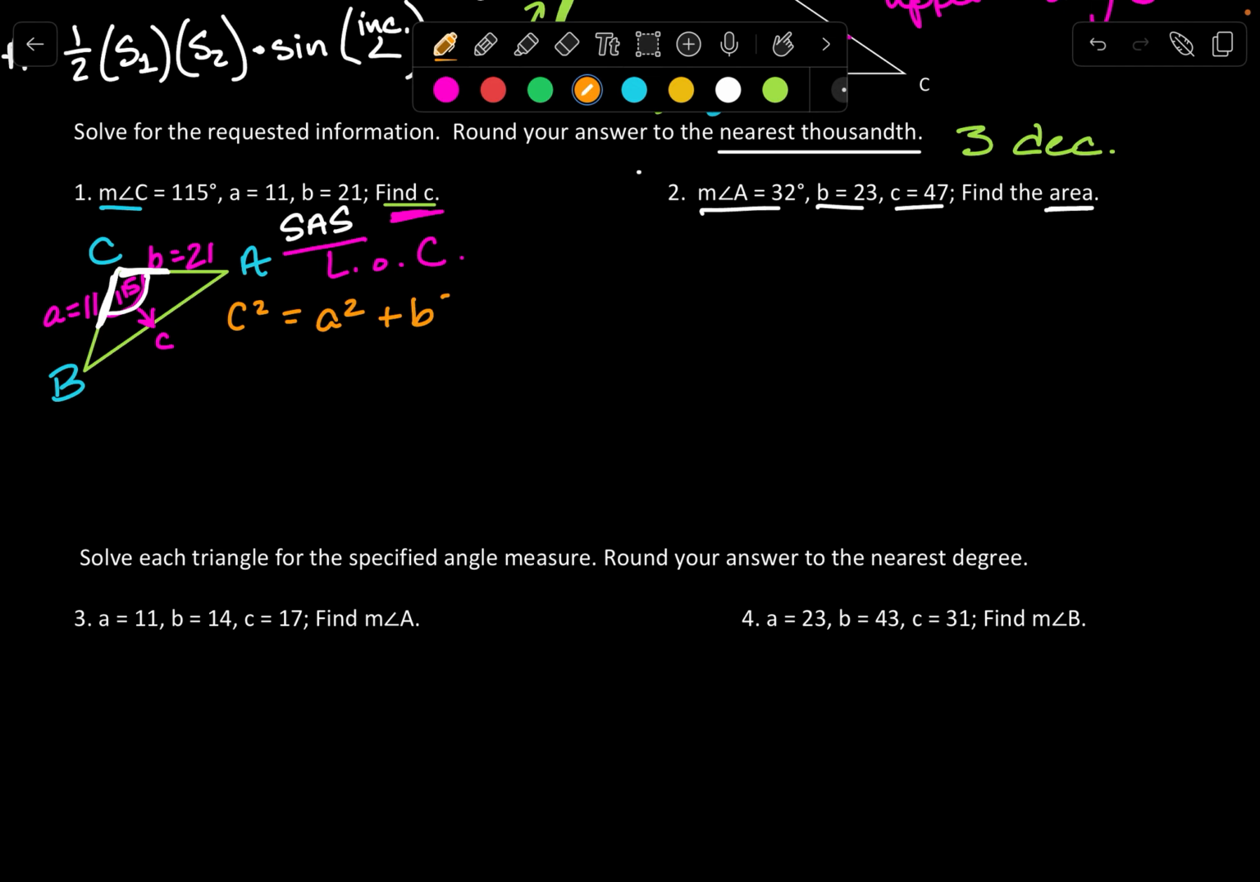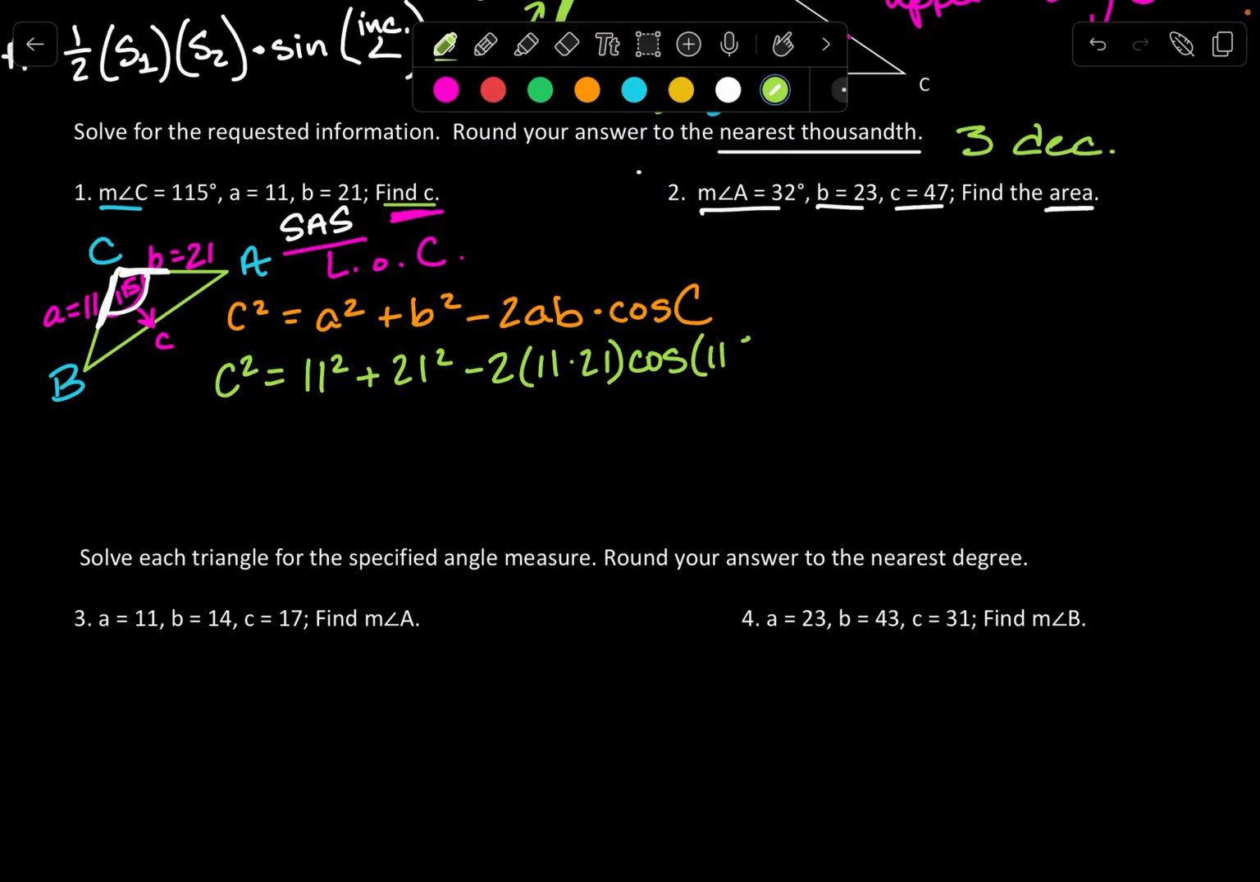We just wrote all these down, so they should be at the top of your paper. We want to plug in what we know. We don't know C, but we do know A. We do know B. We do know A times B. And we do know that our angle is 115.